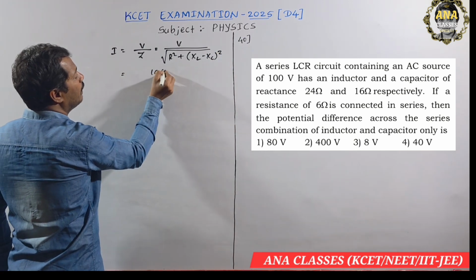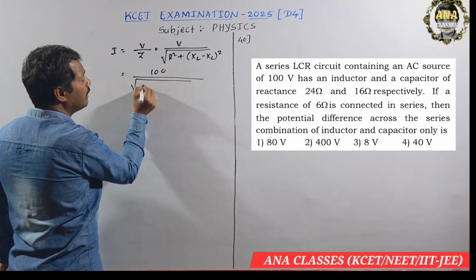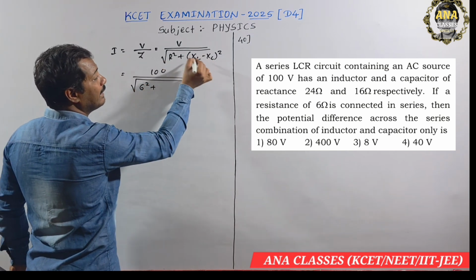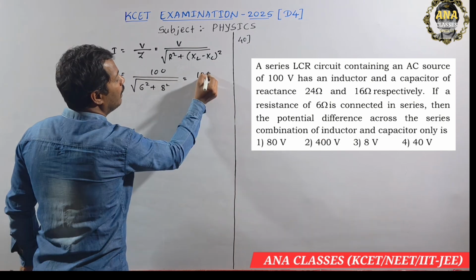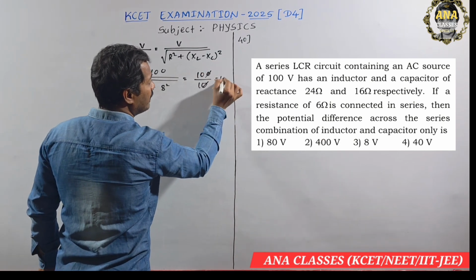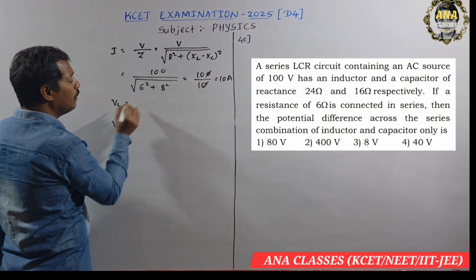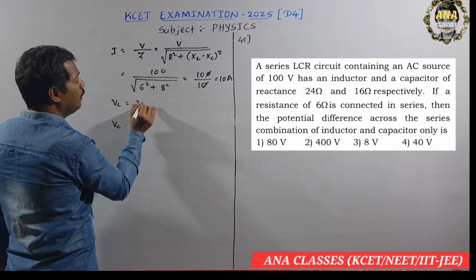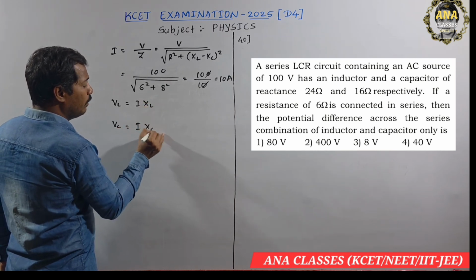What is the V value? They gave 100. Divided by root of, what is the R value here? 6 square. Plus XL minus XC, 24 minus 16, it is 8 square. 100 divided by 10. It cancels, so the I value is 10 ampere. Let us calculate VL and VC. VL is equal to, what is the formula? The current into XL, and VC is equal to current into XC.